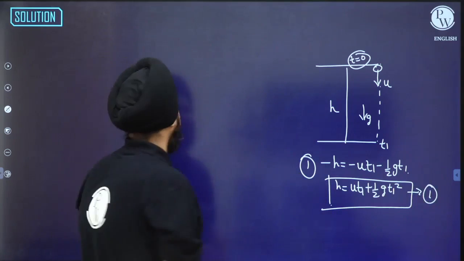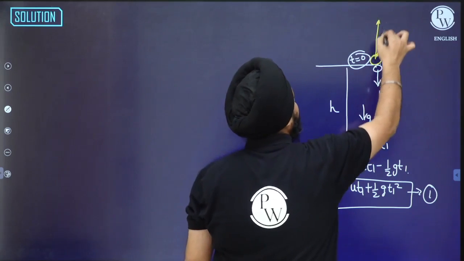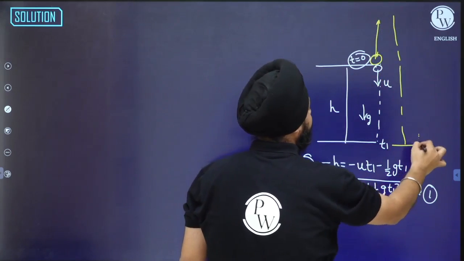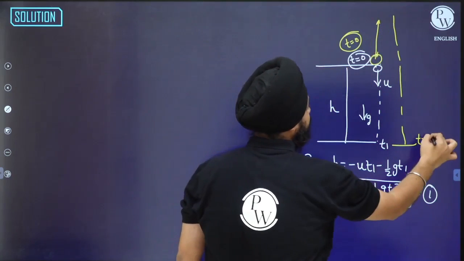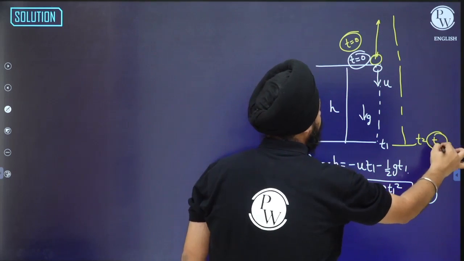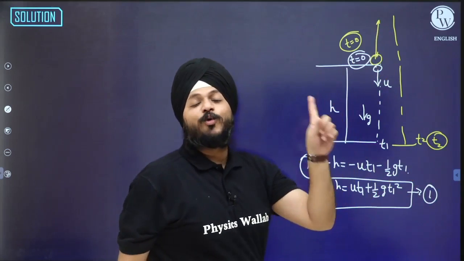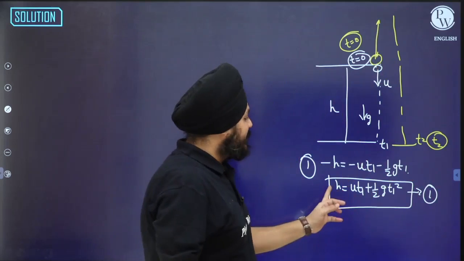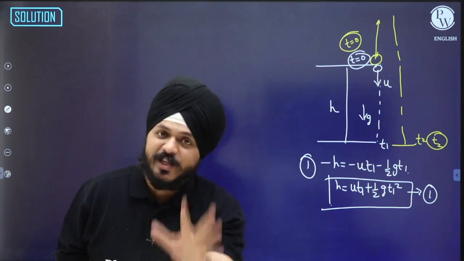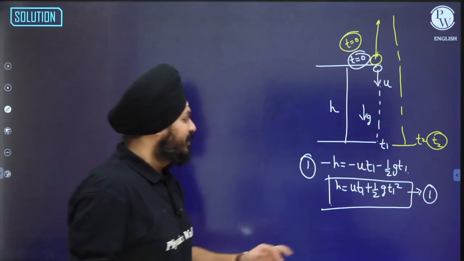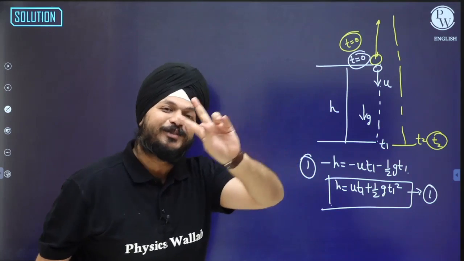Now for the second particle, what will happen? The particle is moving upwards and then coming back down to the ground in time t2. The initial position is t equal to 0, and the final position is t equal to t2, the time of flight. In between these 2 points, what is the displacement? In the second equation of motion, h stands for displacement. So in the second case also, the displacement is h only.